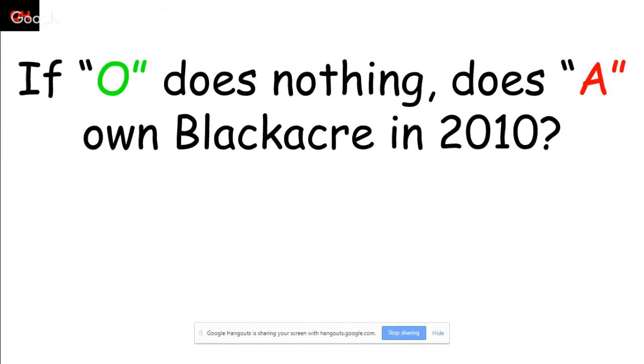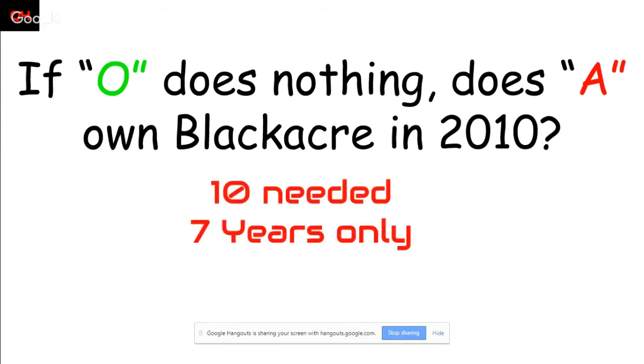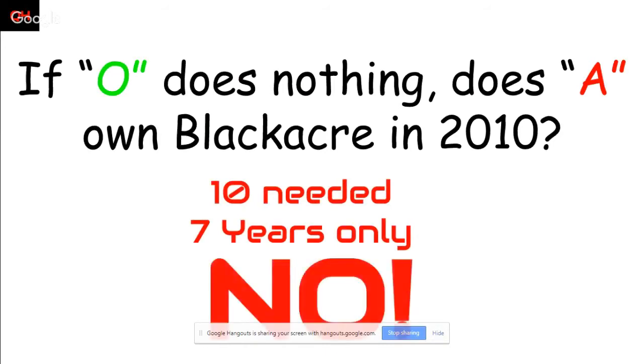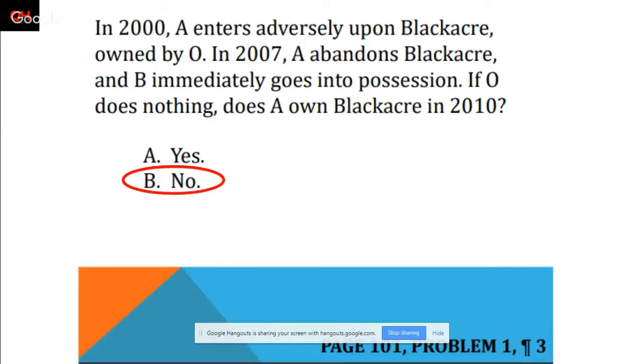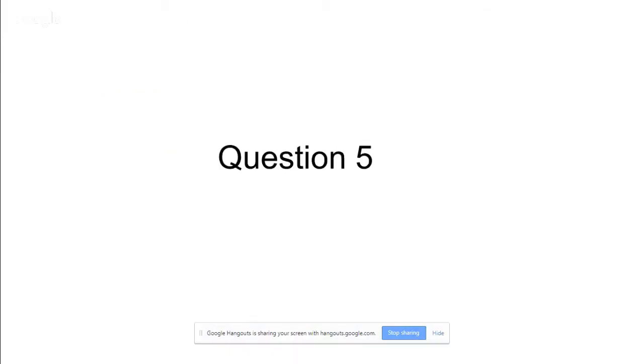So if O does nothing, does A own Blackacre in 2010? Well, he needed 10 years. He only has 7. So no, A does not own Blackacre. The answer to the question is B. No, A will not own Blackacre.